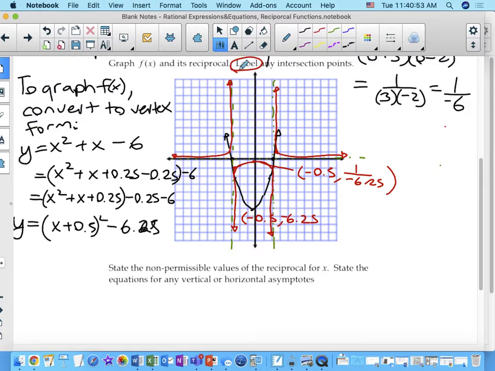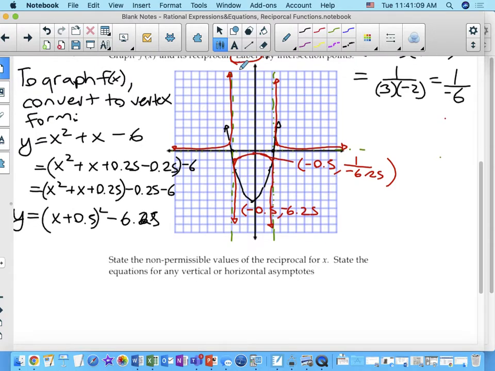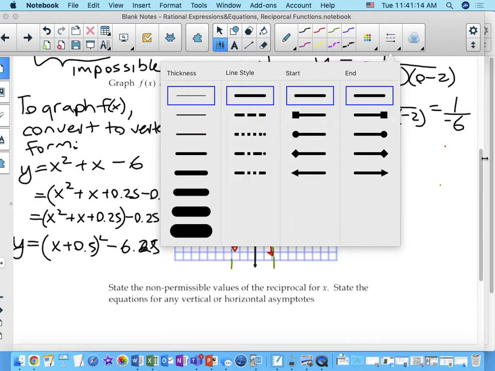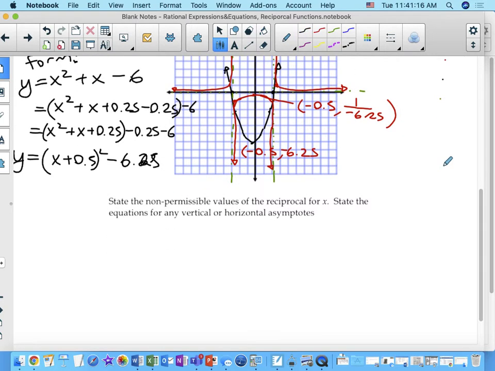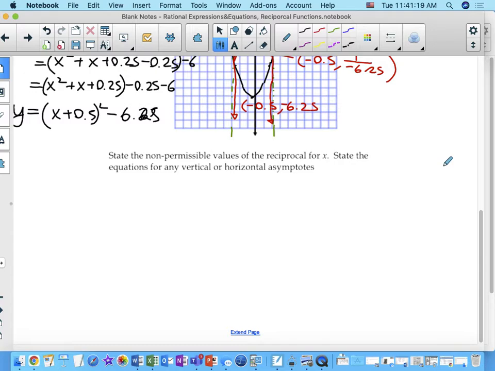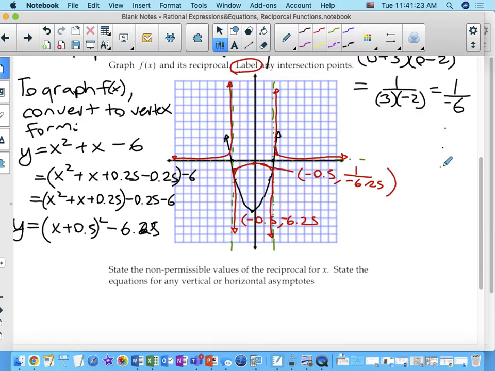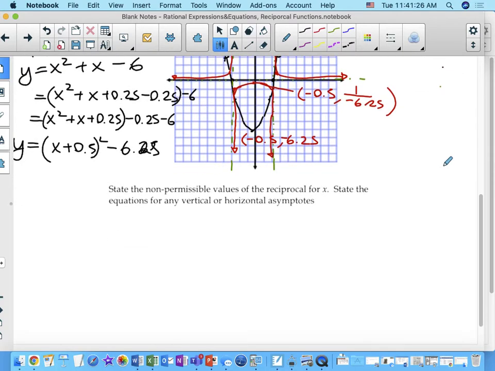So pay attention to that. Label any intersection points. To do that, we actually have to solve those equations. Set one of the functions, probably the easier one is the original function, equal to 1 and equal to -1, and then solve. So that's what we're going to do next. We'll do this right here.